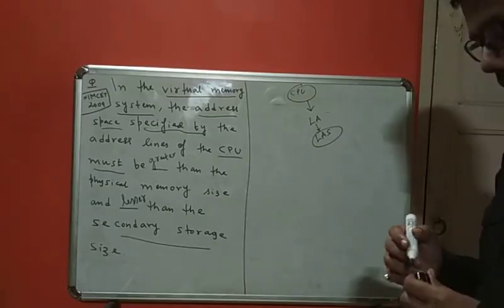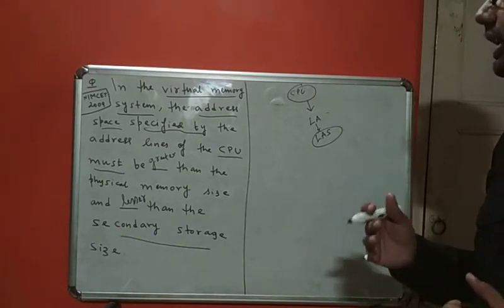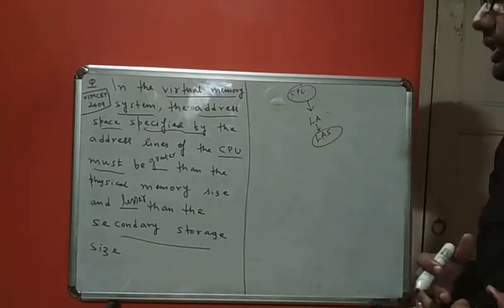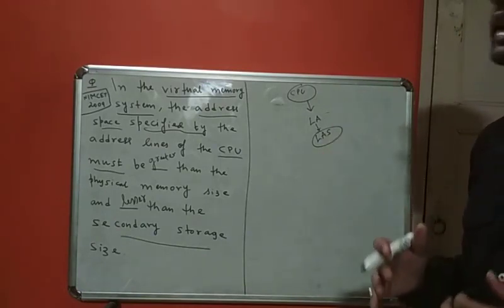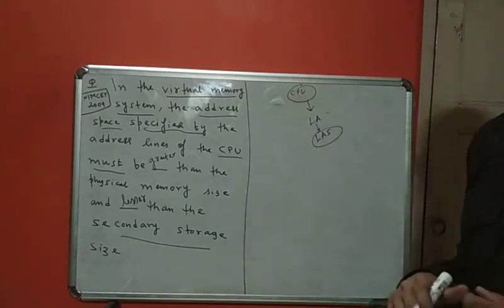Otherwise, the process will not be able to run. If you have a process which is greater than the size of the secondary storage as well, then you will not be able to run it even with the virtual memory system.